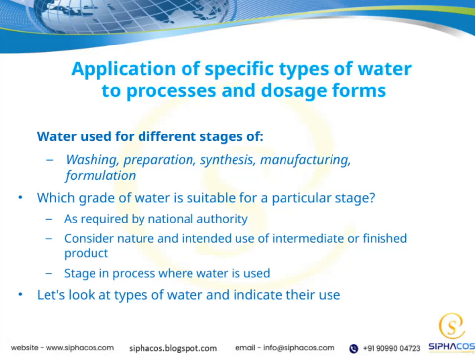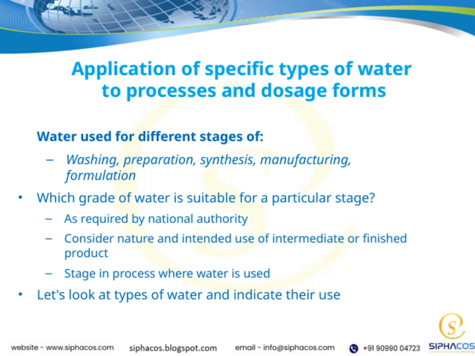Now let's consider how specific types of water are applied to different processes and dosage forms. Water is used at various stages, including washing, preparation, synthesis, manufacturing, and formulation. It's essential to choose the right grade of water for each stage, and this choice depends on what the national authority requires. Additionally, we need to think about the nature and intended use of the intermediate or finished product.